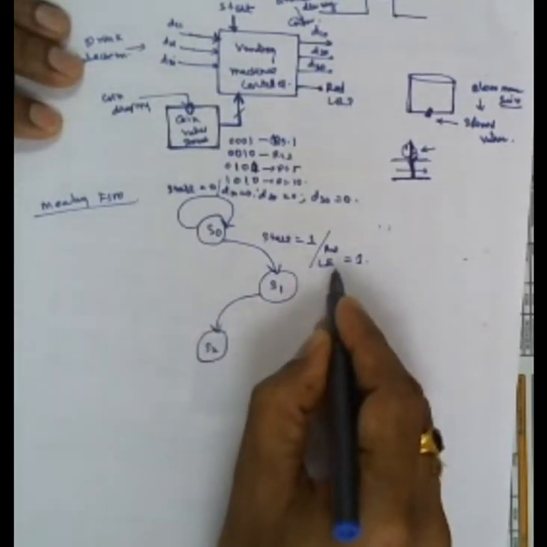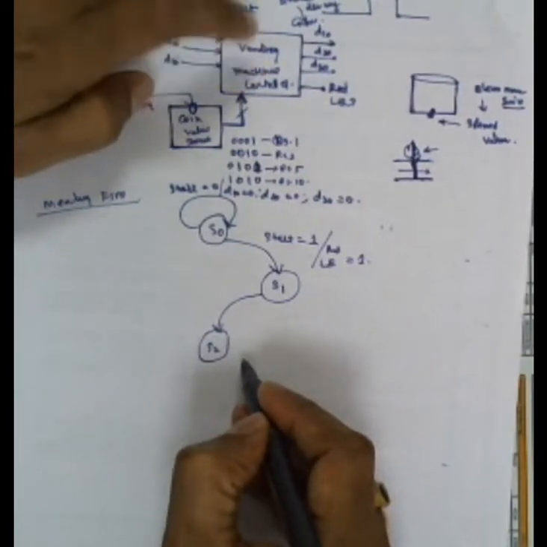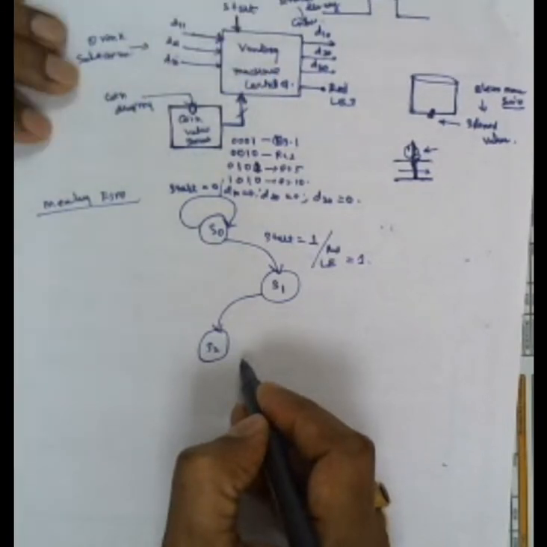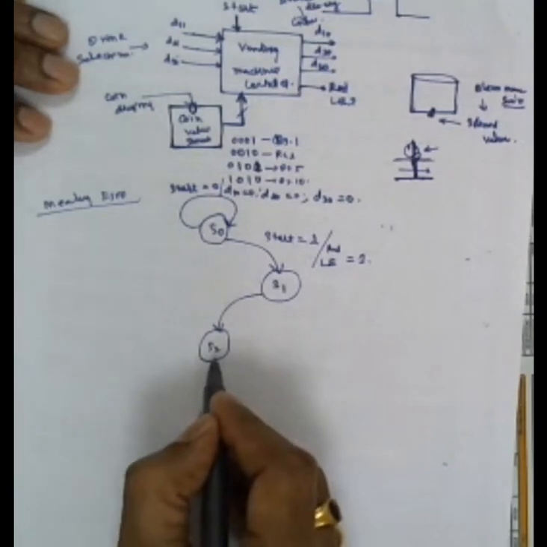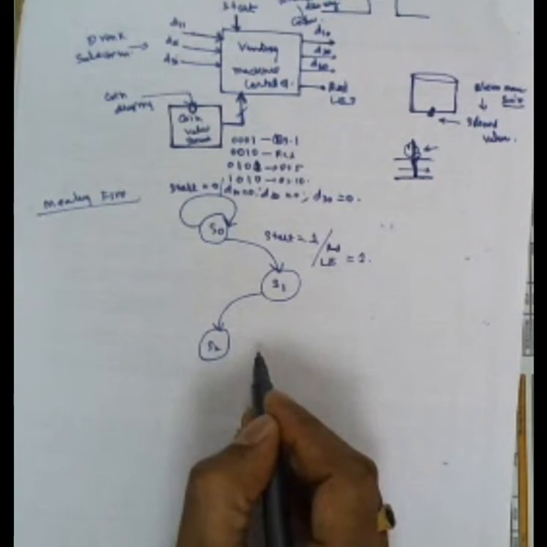Maintain the LED on, because it's insufficient coin now. But internally in your counter, you should increment that 1 rupee coin is received. Correct? 1 rupee value is received, though I am in S2 now. So when I am in S2, it means I received 1 rupee coin.